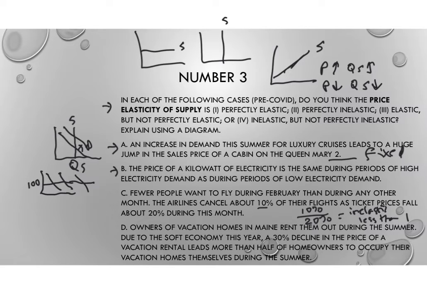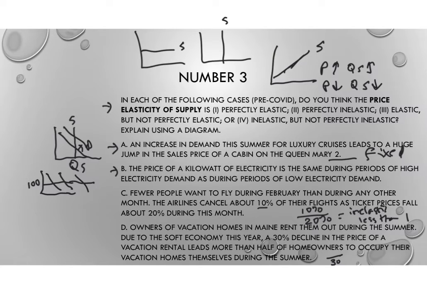The owners of vacation homes in Maine rent them out during the summer. Due to the soft economy this year, there's a 30% decline in price. So we get a sense of what the denominator is going to be. This leads to more than half of homeowners occupying the vacation homes themselves.